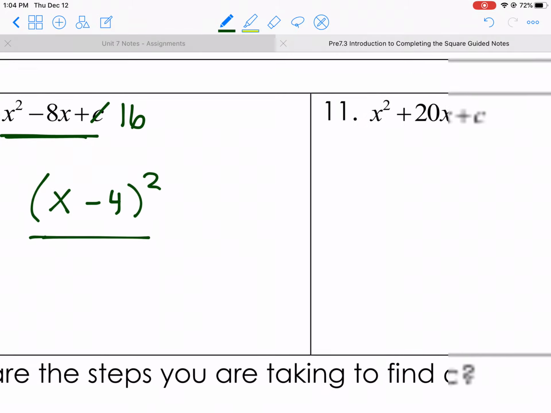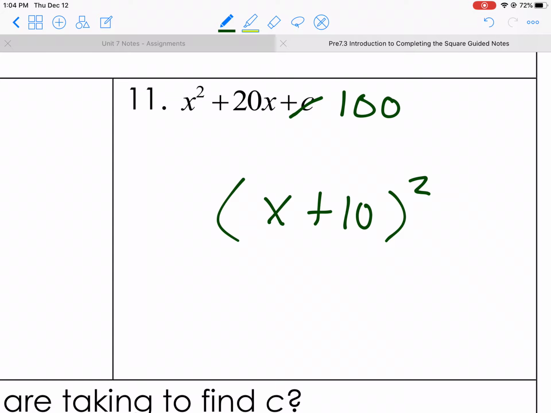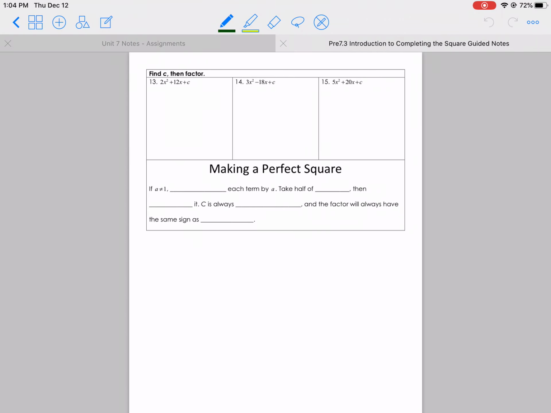Let's do one more. Okay, do you know what the factor is going to be this time? It's 10, right? Because we're doing half of 20. Now, do you know what value is going to go in the spot where C was? It's going to be 10 times 10, or 100. Okay. And then I asked students to describe that a little bit, and then we didn't worry about the last one.